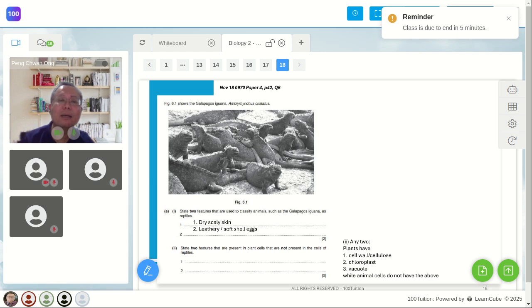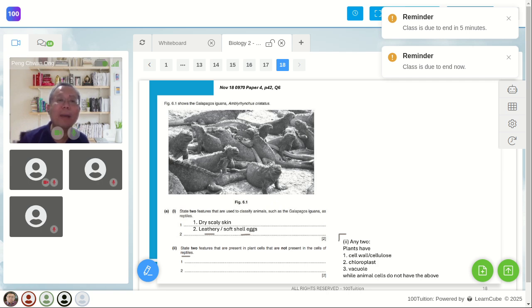Right. Yes, reptiles have dry, scaly skin and are cold-blooded. Another thing about reptiles is that they have leathery, soft-shelled eggs. All reptiles, basically, their eggs are leathery. Okay, and any 2 from above. Plant cells have cell walls, chloroplasts, and vacuoles, whereas reptiles we recognize as being from the animal kingdom. So animal cells do not have the above.